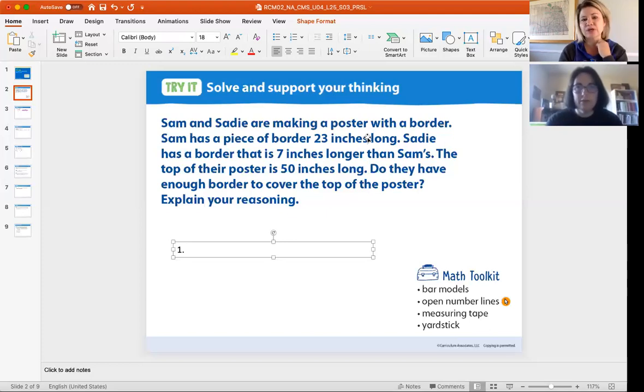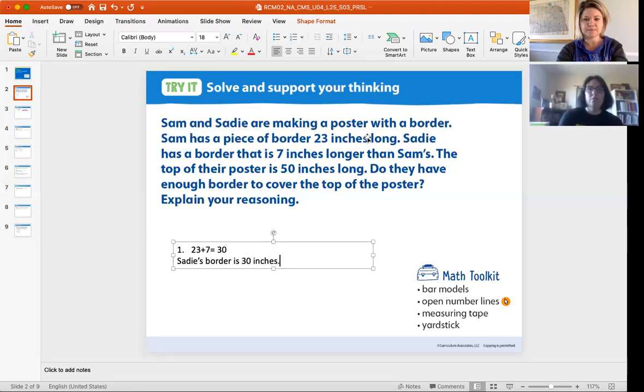We know that Sam has 23 inches and Sadie's is 7 inches longer than Sam's. So is it bigger than Sam's? Yep, bigger than Sam's. So we're going to add 7. What does that equal? Well, if we use our knowledge of tens, 7 plus 3 is 10. Carry the 1. Our answer is 30. Okay. So now we know that Sadie's border is 30 inches, right? Sam's border stays the same, 23 inches.